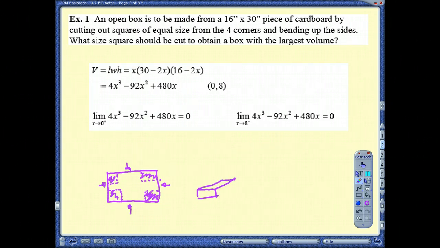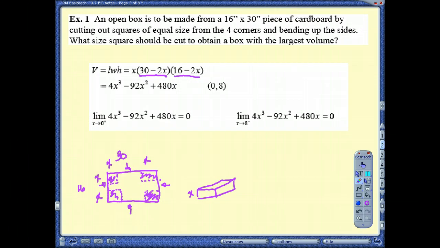Okay, so we've got our little box here. This dimension here is that X that you cut out. Now, when you're looking at the volume of this rectangular figure, you've got length times width times height. Well, this height is our X. The side that used to be 30, you just cut one X out and you cut another X out. That's where we get 30 minus 2X. Now this side used to be 16 inches, but we cut an X out, we cut an X out, so we cut out 2 X's. So that's what our equation is going to look like.